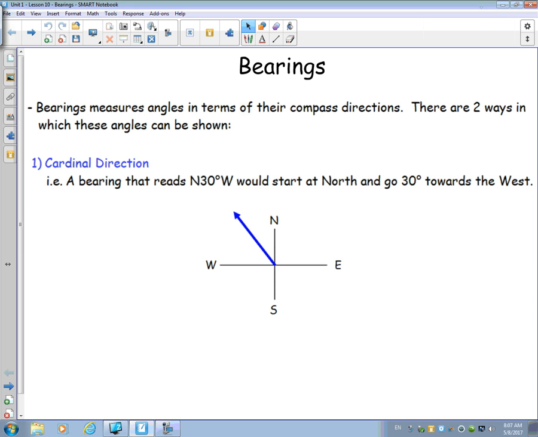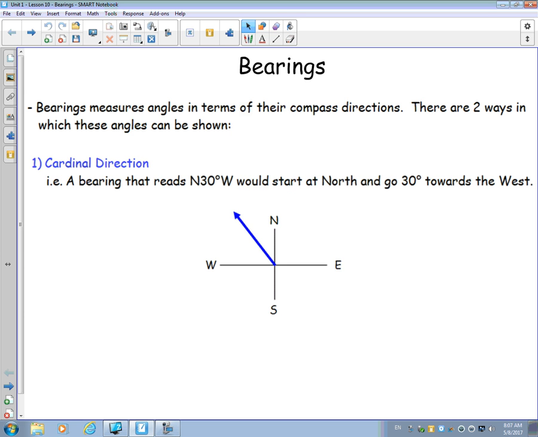In this last lesson in trigonometry, we're going to look at applications of how we can use trigonometry in the real world. And one of those is something called bearings. Bearings measure angles in terms of compass directions. So this is really an application of where we can use trigonometry alongside geography.